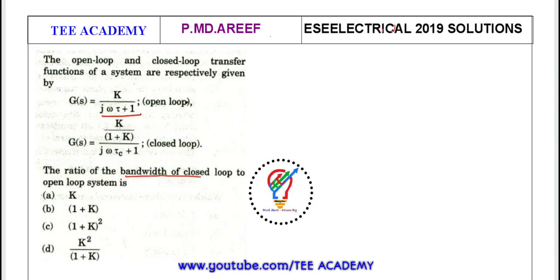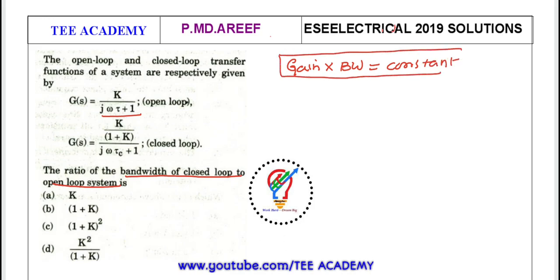The ratio of bandwidth of closed loop system to open loop system is? Now here first we will take the basic formula, that is, we know that gain into bandwidth is a constant. This is the formula you need to remember to solve this question. Okay, so note it down. Gain into bandwidth is a constant. Now first for the open loop system, what is the gain? The gain of the open loop system is, let's say, K, and the gain of the closed loop system is K/(1 + K). Now we will take this gain and find the bandwidth value.